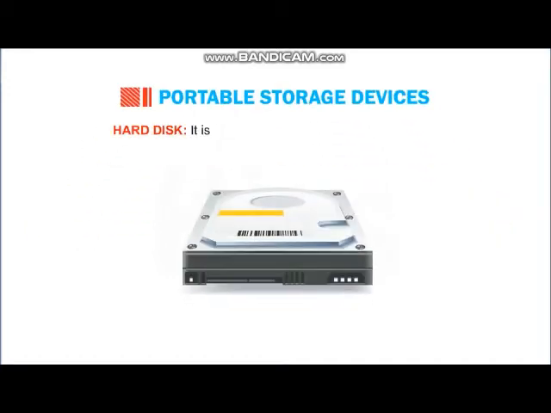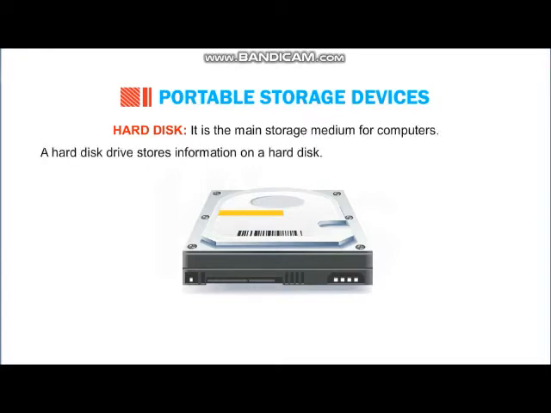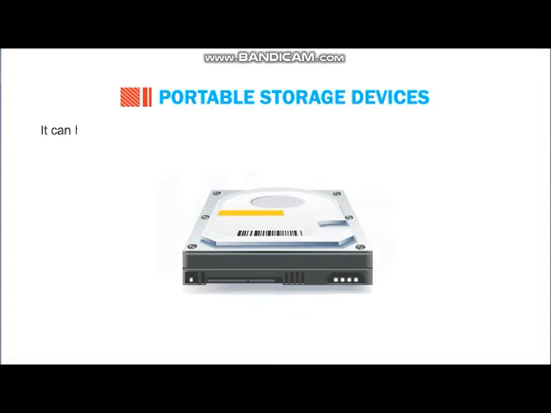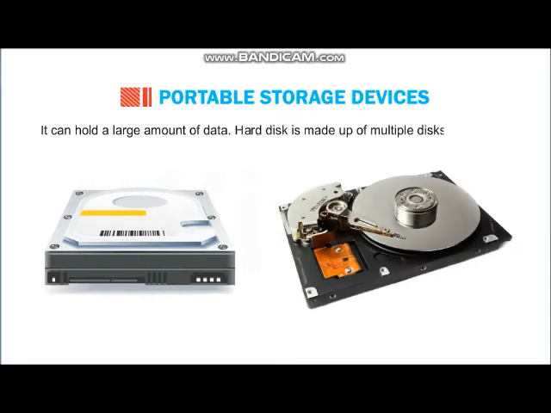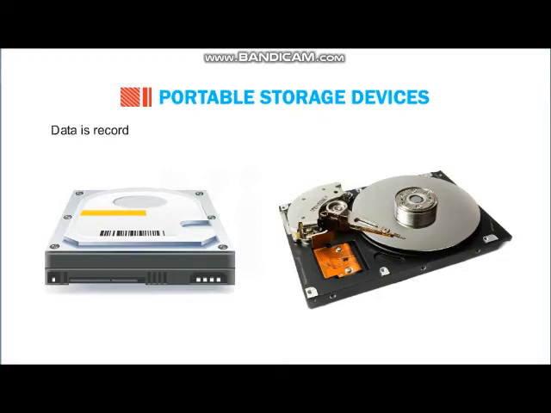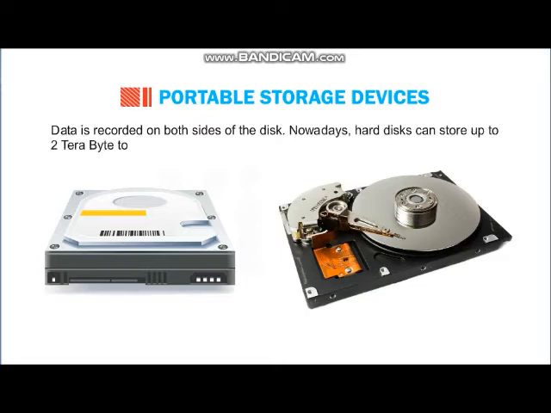Hard disk is the main storage medium for computers. A hard disk drive stores information on a hard disk. It is fixed inside the CPU box. It cannot hold a large amount of data. Hard disk is made up of multiple disks, which are further made up of hard platters of metal. Data is recorded on both sides of the disk. Nowadays, hard disks can store up to 2 terabytes to 4 terabytes of data.